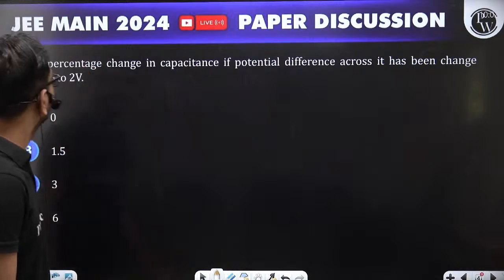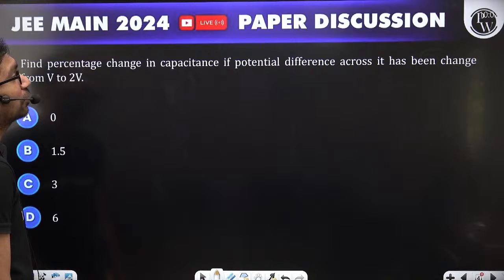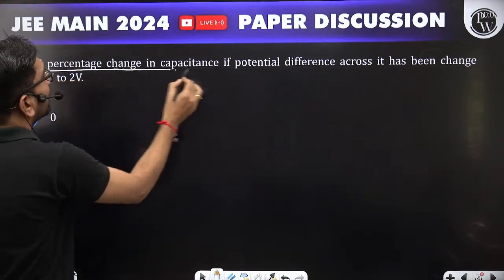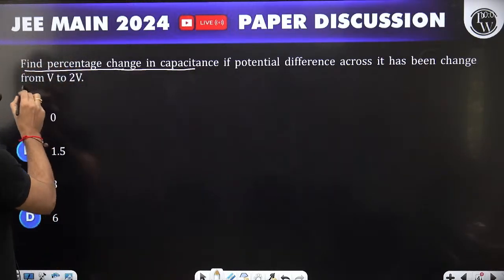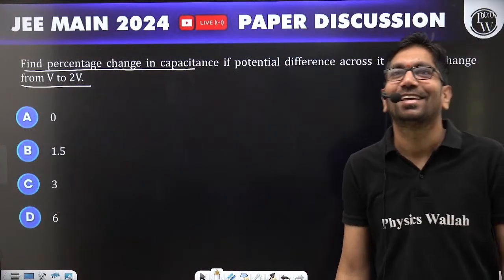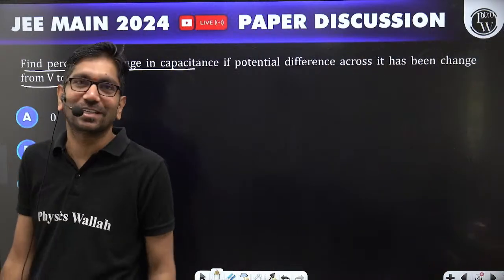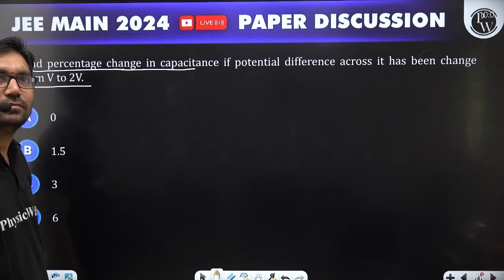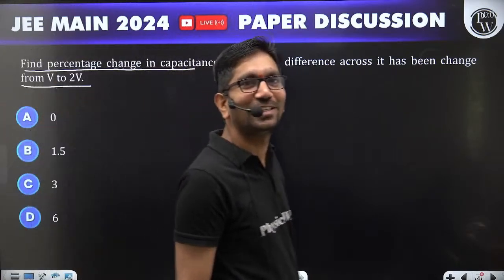The first question is from electrostatic potential and capacitance. Find the percentage change in capacitance if the potential difference across it has been changed from V to 2V. What is the final answer you'll get here? If you got the answer, let me know in the comment section.